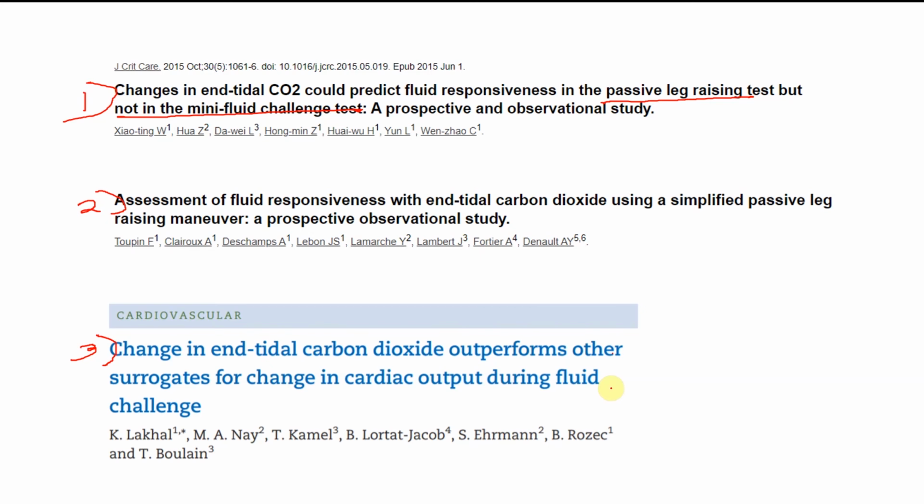You can even use a blood pressure. Does the blood pressure go up a little bit? Does it not go up? Does it go up marginally? Is the heart rate coming down with the fluid administration? You have to use all of these things in combination.